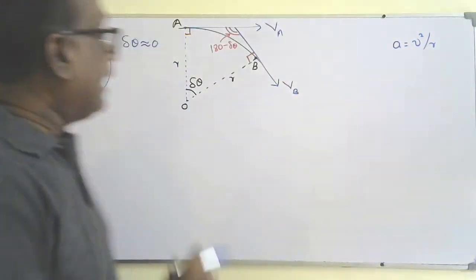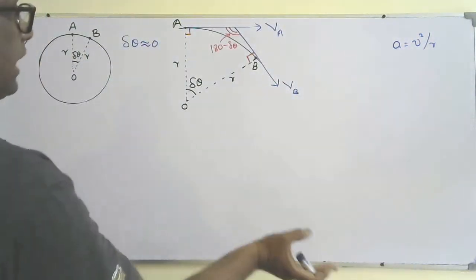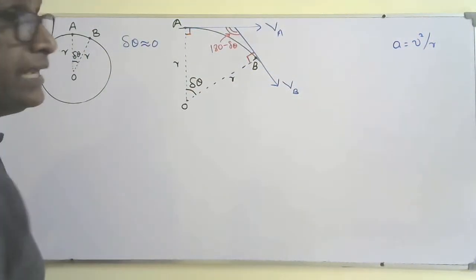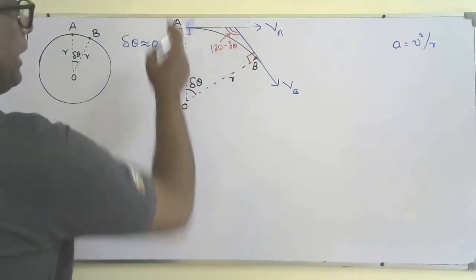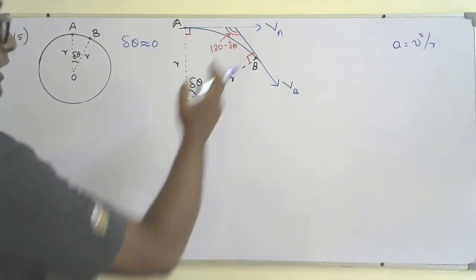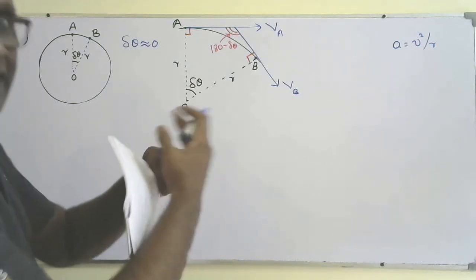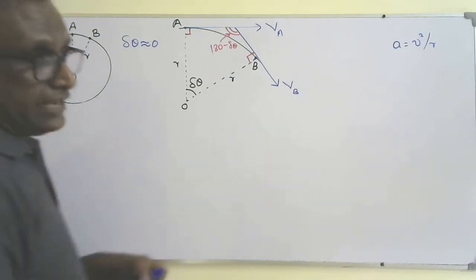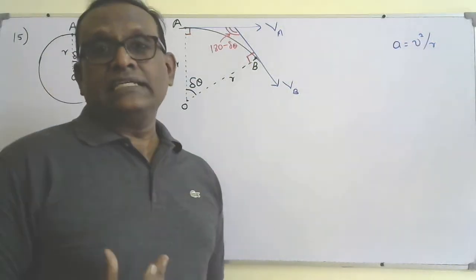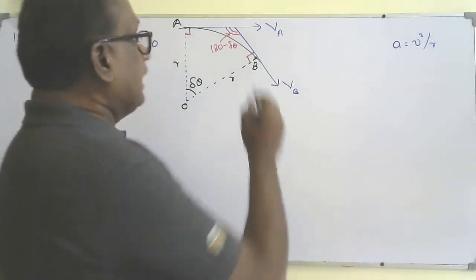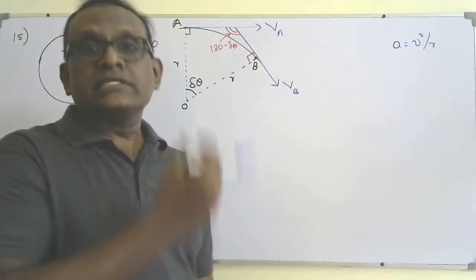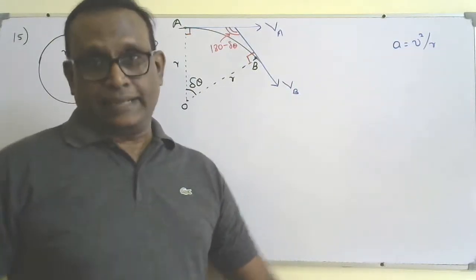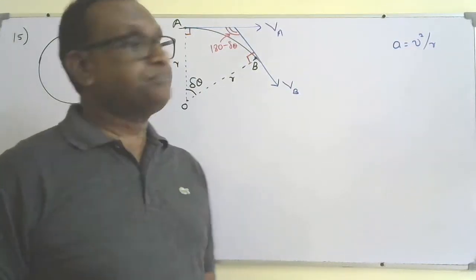In the same diagram, I drew an enlarged version. It looks like A and B are far apart, but actually A and B are very close points. It's an enlarged diagram where delta theta is almost equal to 0. If delta theta is almost equal to 0, A and B are almost the same point, but not the same point, very close to each other.